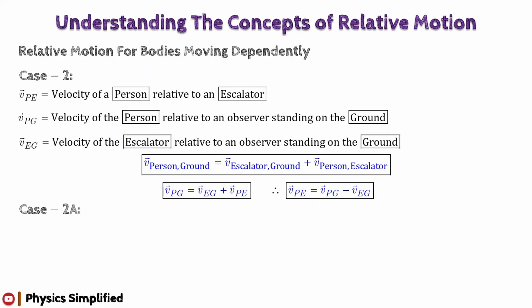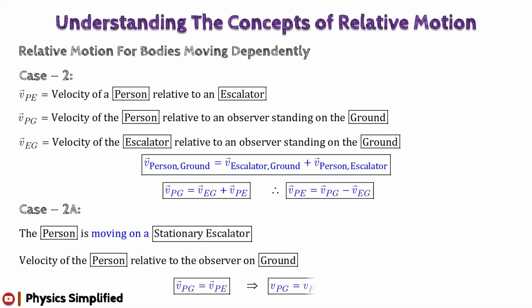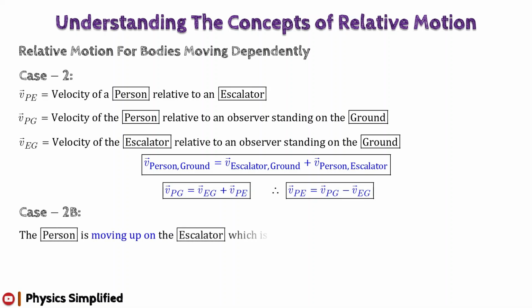In our first subcase, we consider the escalator to be stationary, and the person is moving on it. So, the velocity of the person relative to the ground-based stationary observer is the same as that of the person relative to the stationary escalator. In the second subcase, the person is moving up the escalator, and the escalator itself is also moving up. Considering the upward motion of the escalator positive, we find both the velocity vector of the person relative to the escalator and that of the escalator relative to the ground are positive.